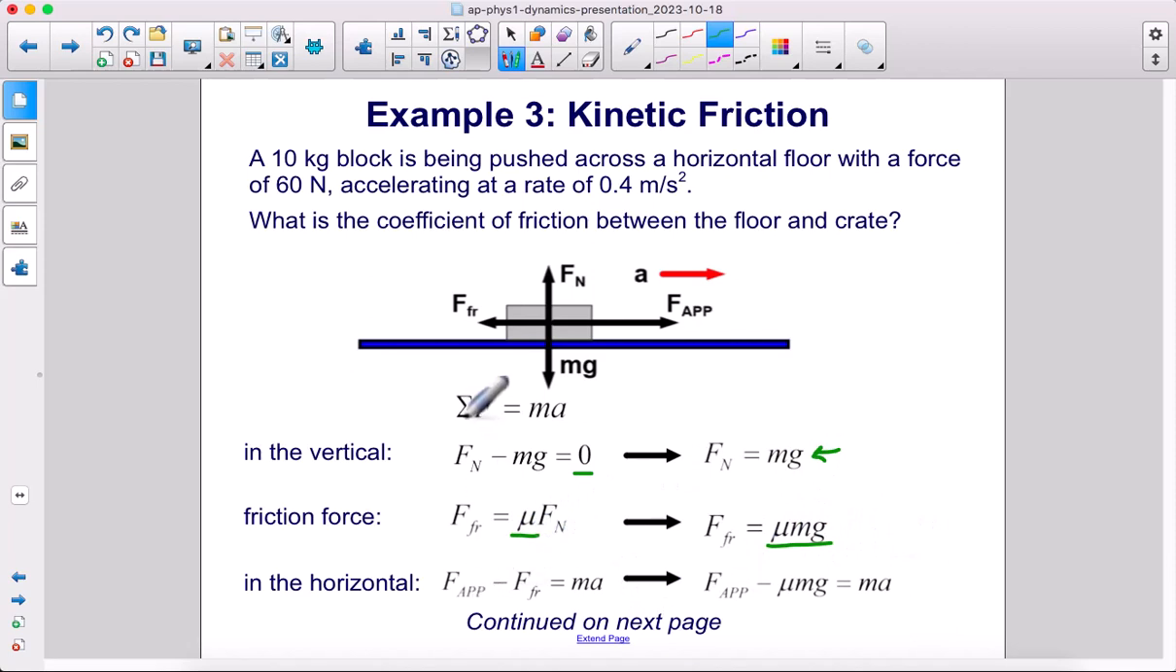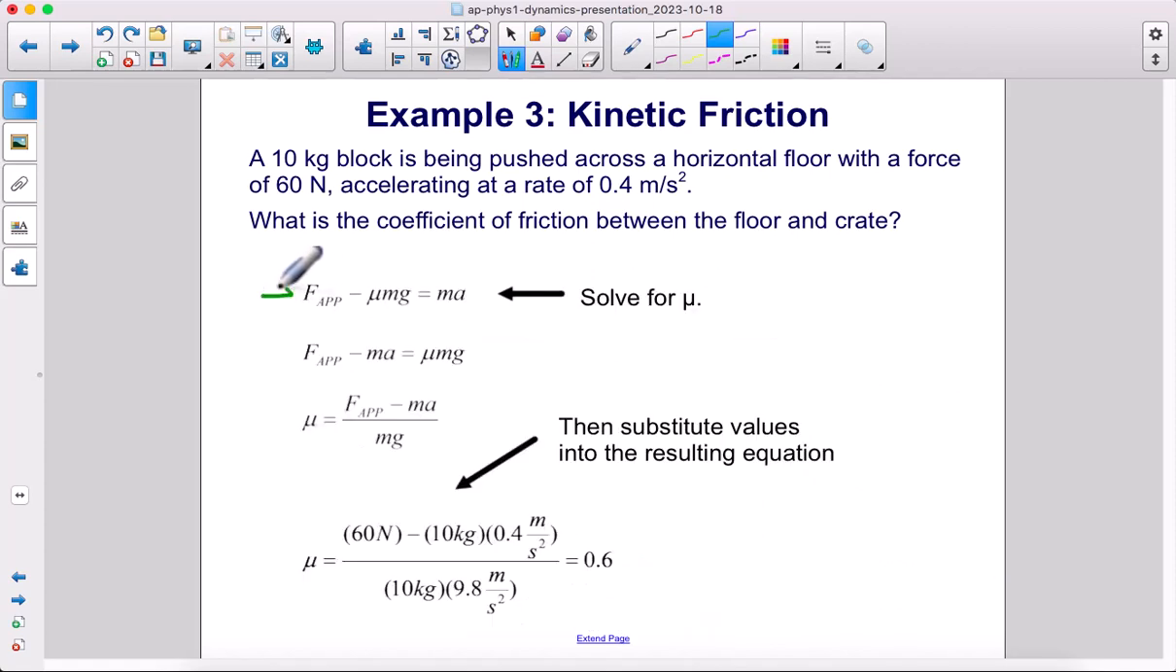Finally, we use Newton's second law in the horizontal direction. To the right, we have the applied force. To the left, we have the frictional force, which is why it's negative. Set it equal to ma. Take the frictional force, plug it in here, and we get this formula. This is where we left off on the last slide.